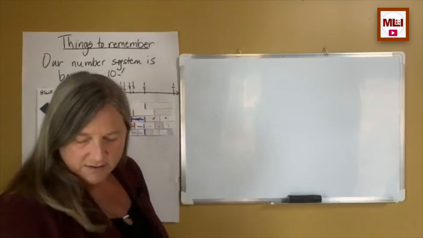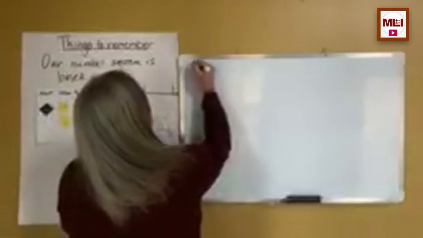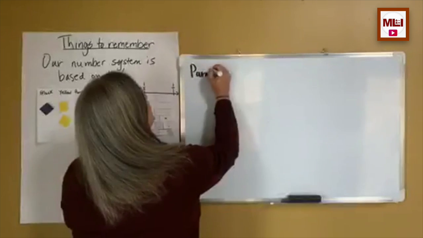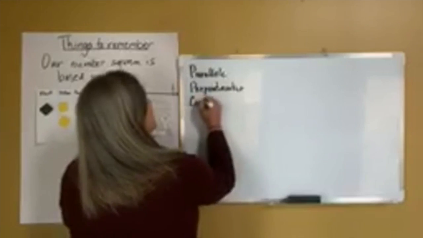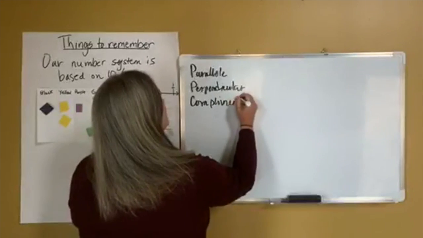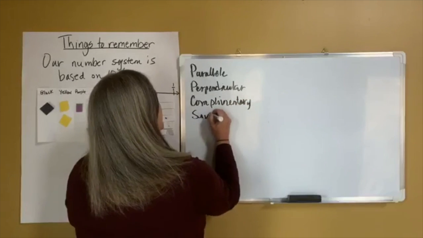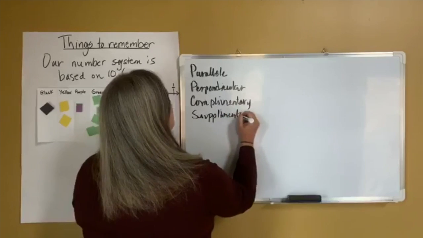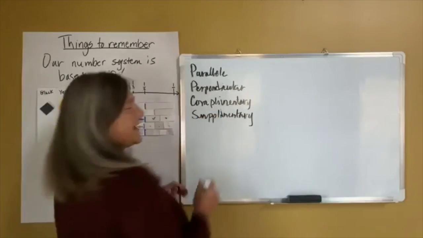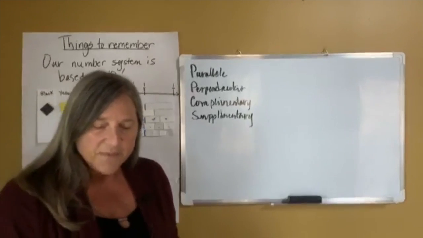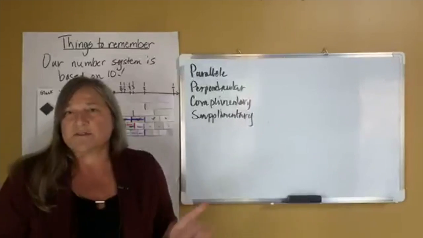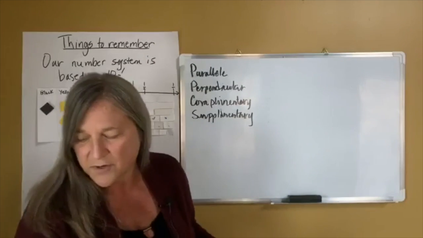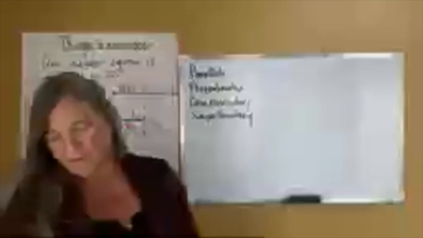And today we're going to talk about several things with angles. We're going to talk about parallel lines, perpendicular lines, and complementary and supplementary angles. So we'll be talking about those. I'm going to use some things that I found from nature and some things that I have just around the house, but you can use whatever tools you have available to you.